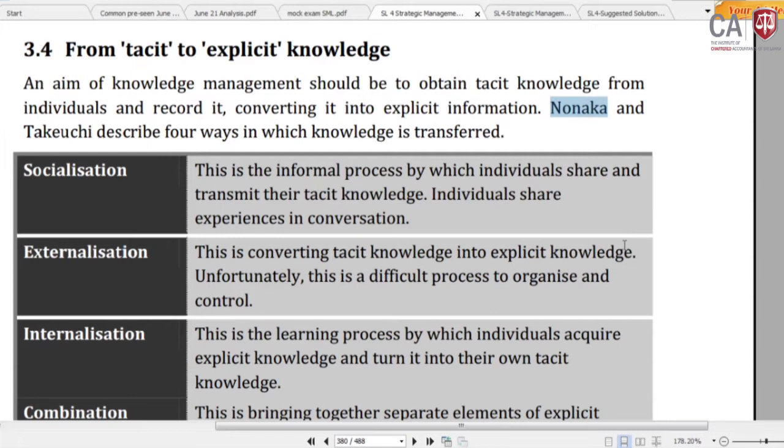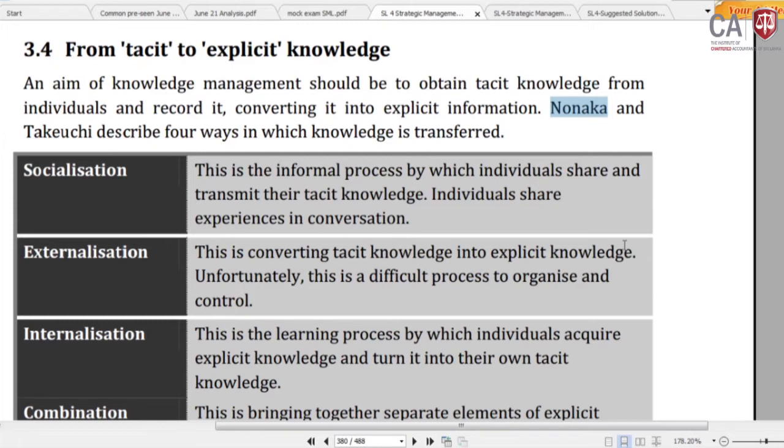First one is socialization. This is the informal process by which individuals share and transmit their tacit knowledge. Look at that one. Socialization means informal process by which individuals share and transmit their tacit knowledge, right.